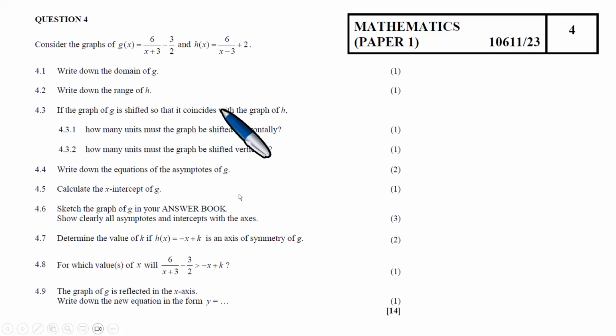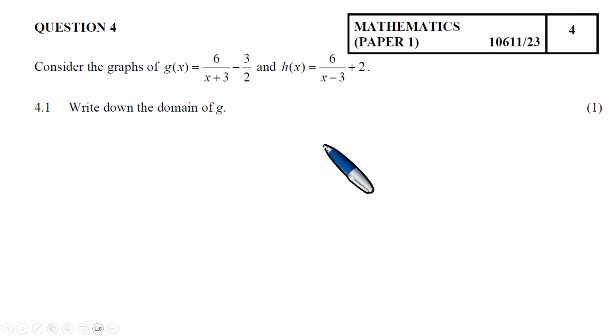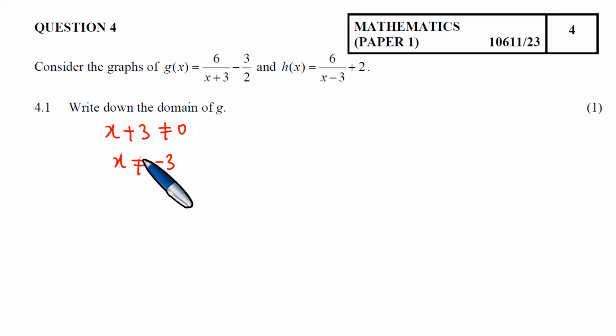Let's get started with solving question 4, which had 14 marks in this year's preparatory exam question paper. First things first, we must learn how to write down the domain of the rectangular parabola. To find the domain, we take the denominator, x plus 3, and say it is not equal to 0, and therefore x is not equal to minus 3. That is the domain.